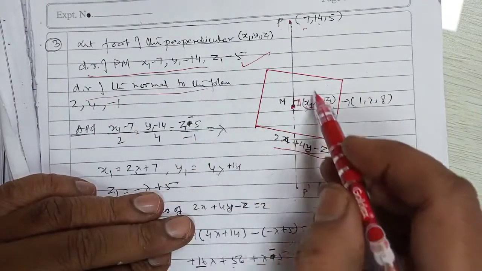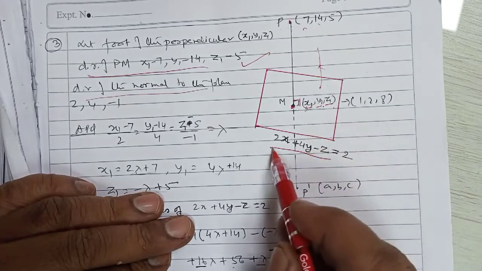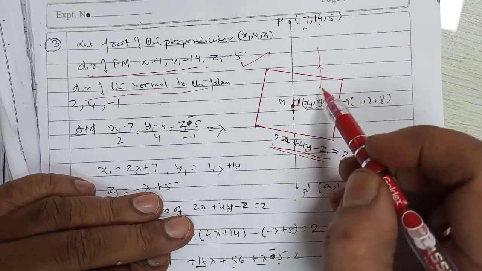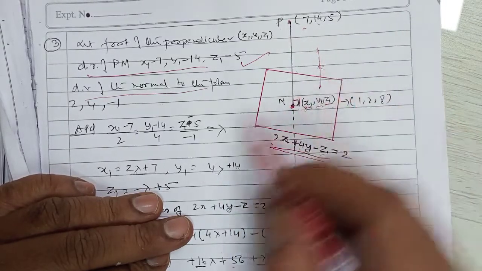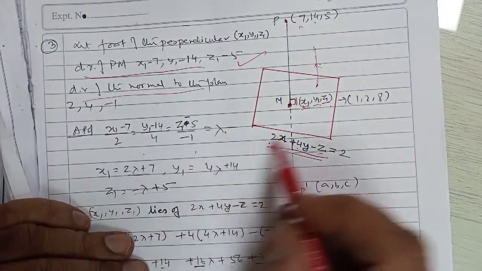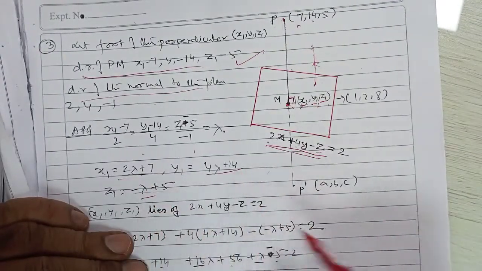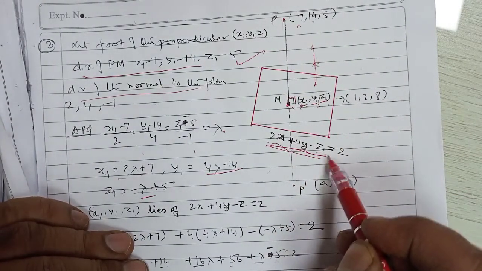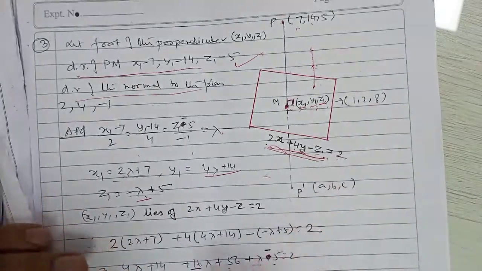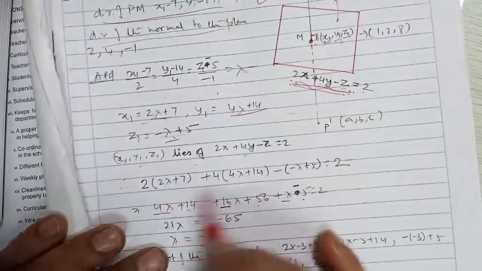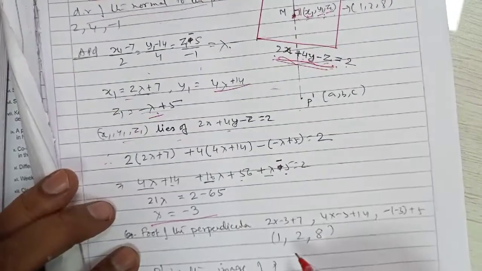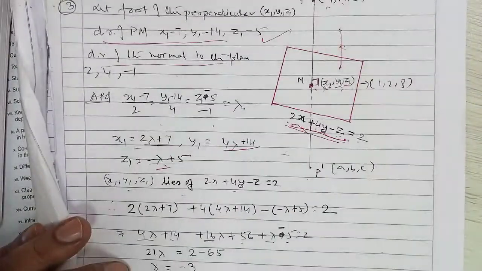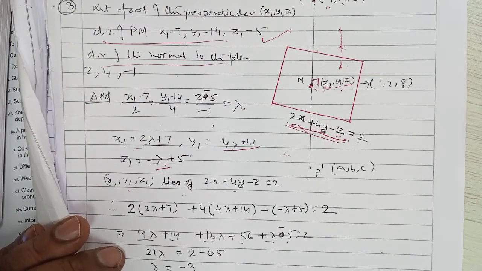Now the dr of the normal to the plane, the vector perpendicular to this plane, is 2, 4 and -1. The normal to the plane and this line are parallel, so the dr will be proportional. By that we get the values of x1, y1, z1 in terms of lambda. Again, x1, y1, z1 lies on this plane, so this point will satisfy this equation. We put the value here and get lambda equal to -3. Now putting the value of lambda in the original equation, we get x1, y1 and z1.